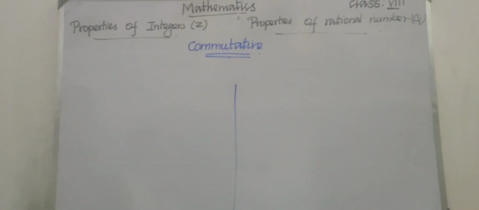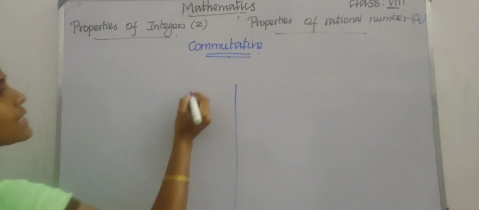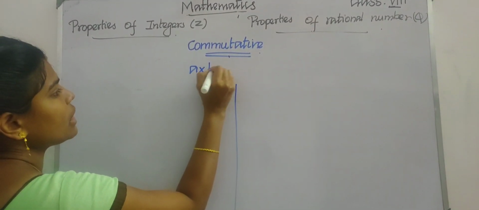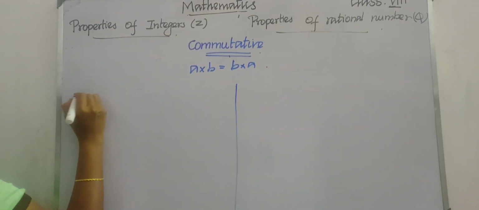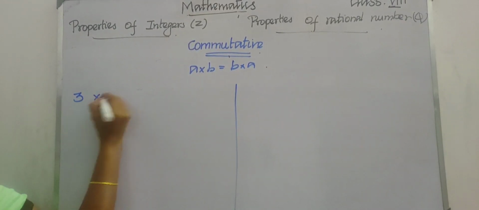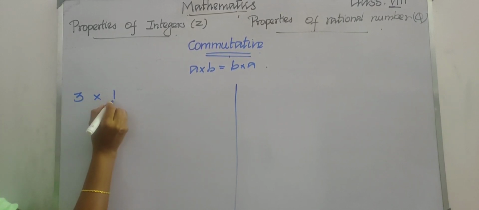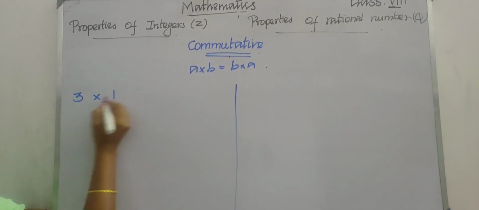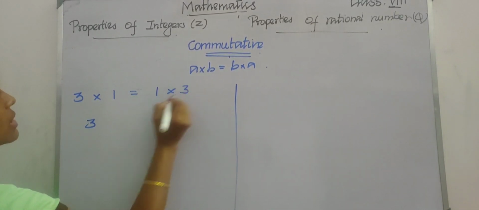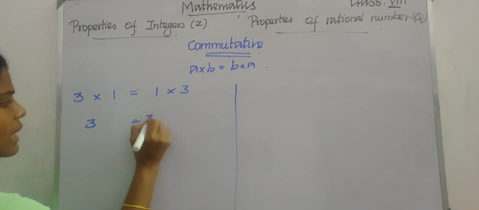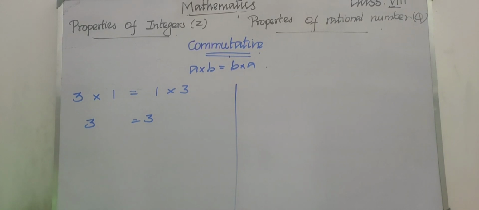Okay, so the next is about multiplication, right? So a into b equal to b into a. Simply, 3 is an integer, right? Into 1. 1 is also an integer, right? So 1 into 3 is 3, and if I am changing the order, 1 into 3, so what will you get? 3. These two are equal, right? So the multiplication of integers is commutative.